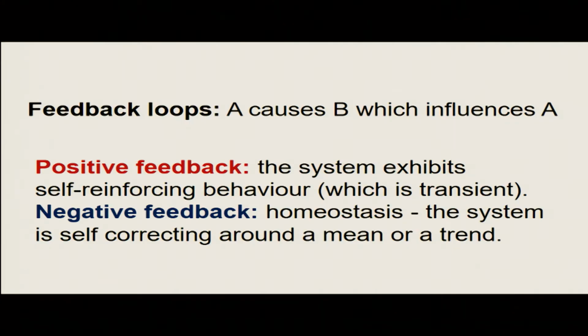Negative feedback instead is a self-correcting mechanism in a system. Again, it could be a human or a physical system. And what it tends to do is create homeostasis, the tendency for a system to react to shocks by returning to an average value. So this is the self-correction in the system.